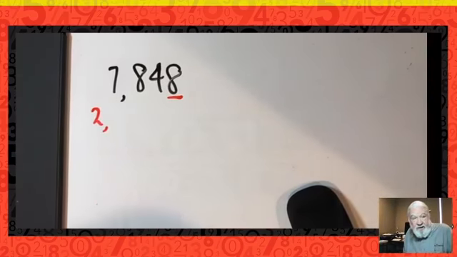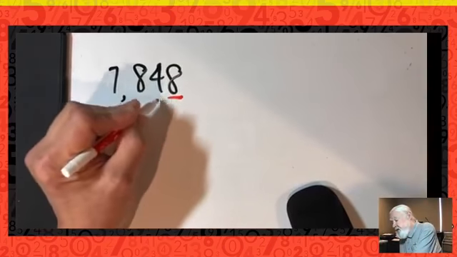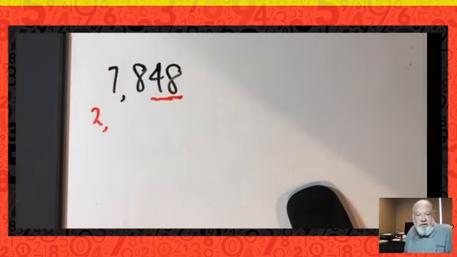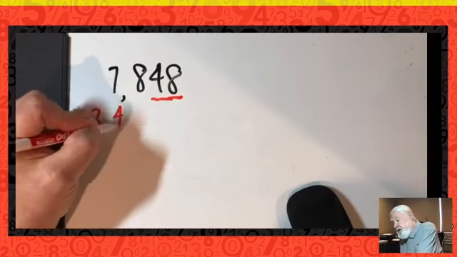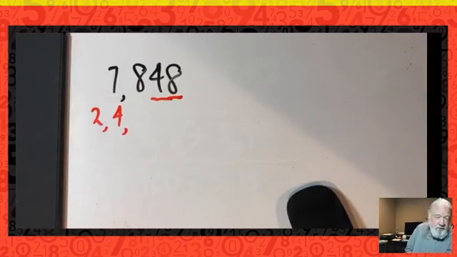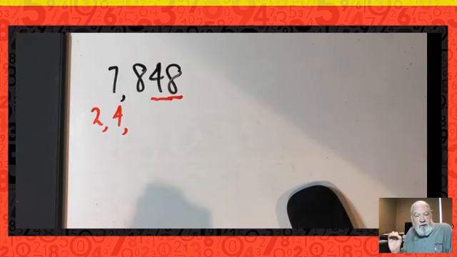Now, the rule for 4 is similar, but just a bit more expansive. With 2, we look at the last digit. For 4, we look at the last 2 digits. And we think back to our times tables. Does 4 go into 48? Well, yeah, because 12 times 4 is 48. So 4 goes in. Or, if you weren't sure about that, if you didn't remember your 12s tables, a really good strategy for dividing by 4 is to take half of a half. So if we took half of 48, that would be 24, and half of 24 is 12. So, yep, 4 definitely goes in.